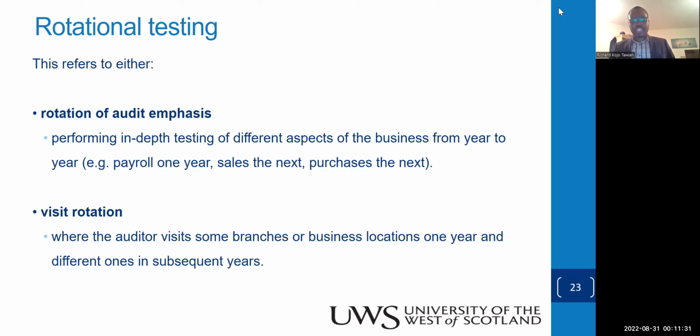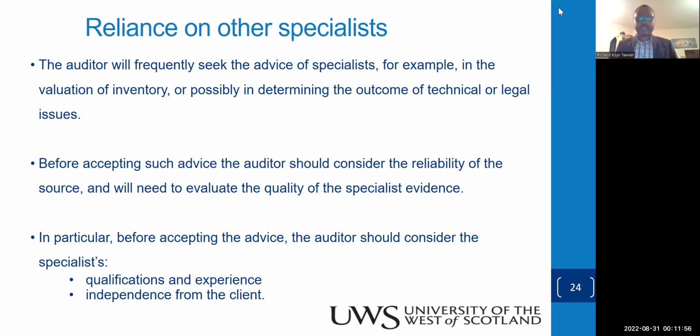Then we have visit rotation, and that's what we did. I remember with KPMG auditing. Today, we'll go and look at this branch on the Spintex Road. The next time, we'll go to the other branch in the Central Market Station. So the auditor will visit some branches for their work, or business locations. The next year, they pick another region or another county to do that.